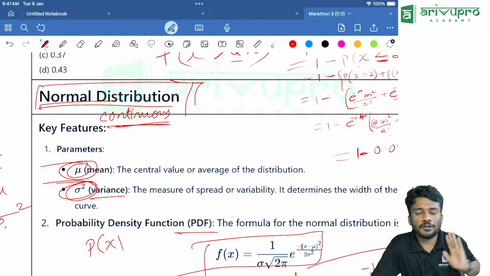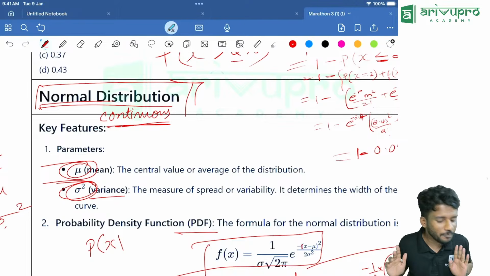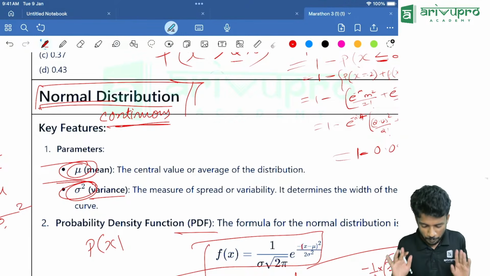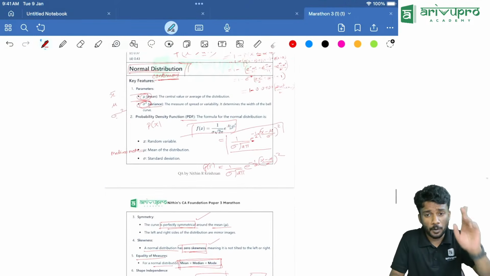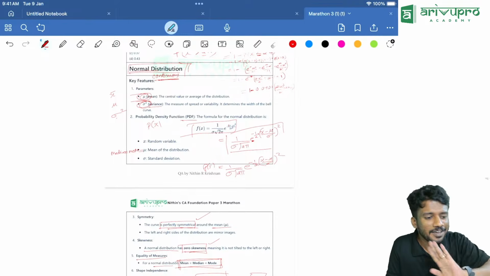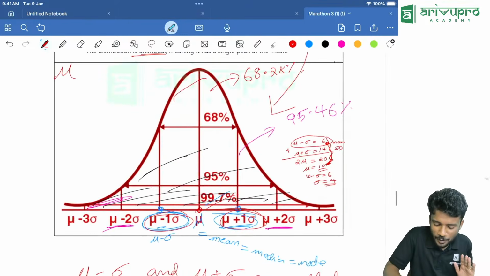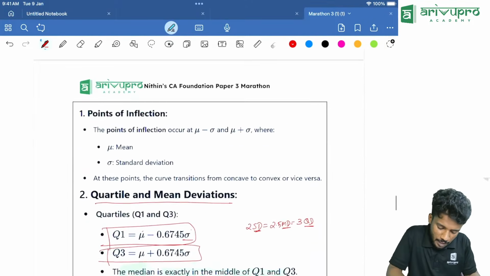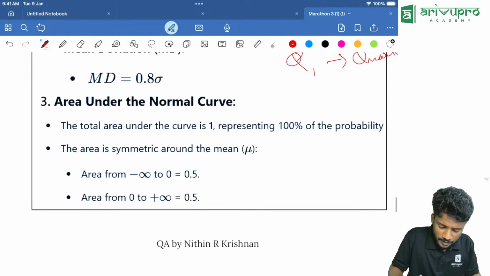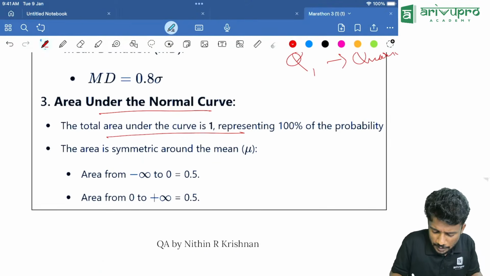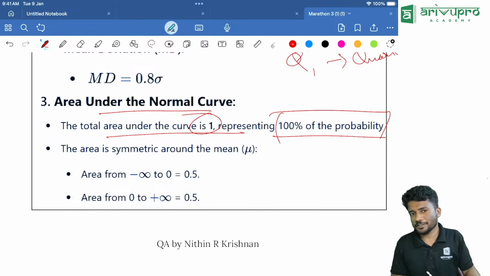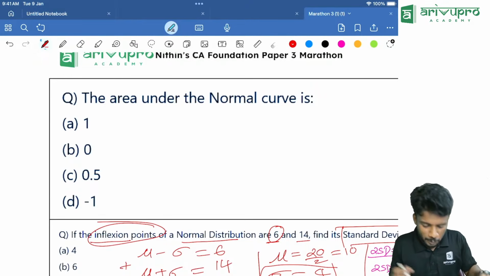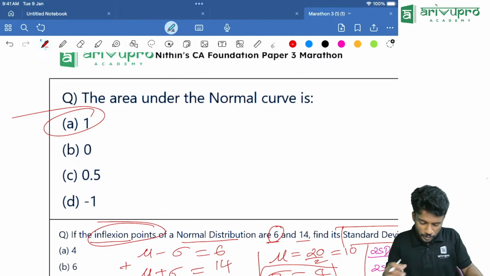What is the minimum value of probability? 0 is the minimum value of probability. What is the maximum value of probability? 1 is the maximum value of probability. So the value of probability will always be between 0 and 1. So what is the total area under the normal curve, people? That is equal to 1. So total area under the curve is 1, representing 100% of the probability. Now people, area under the normal curve, previous year question, what is the answer? Which is equal to 1.